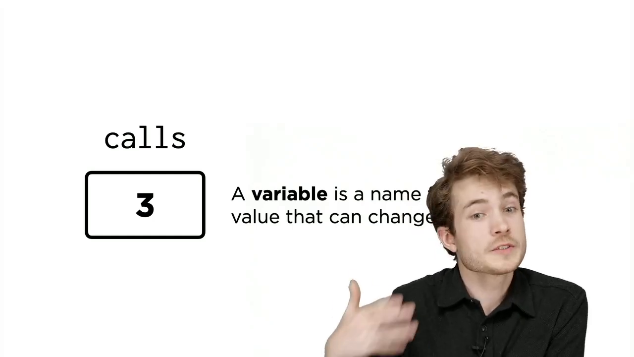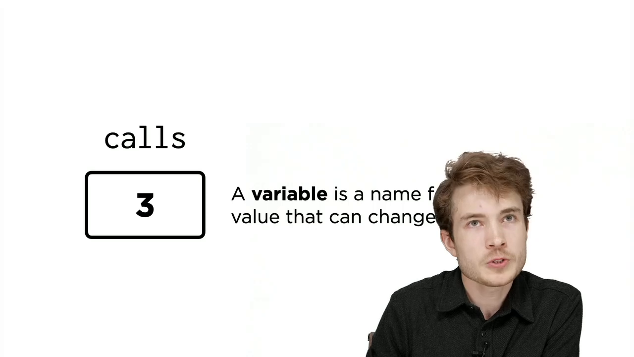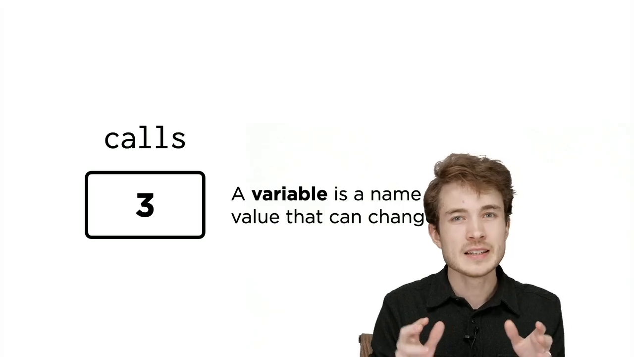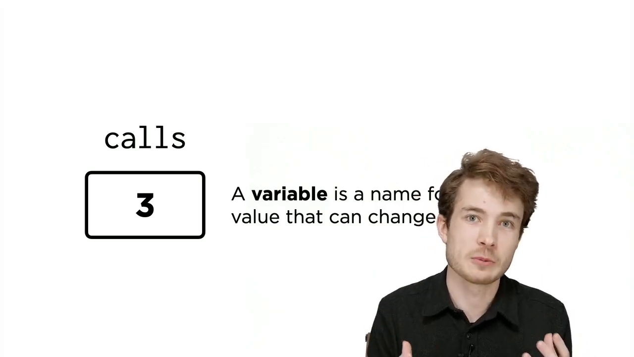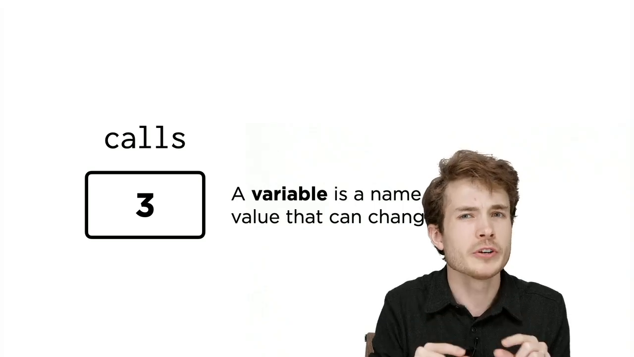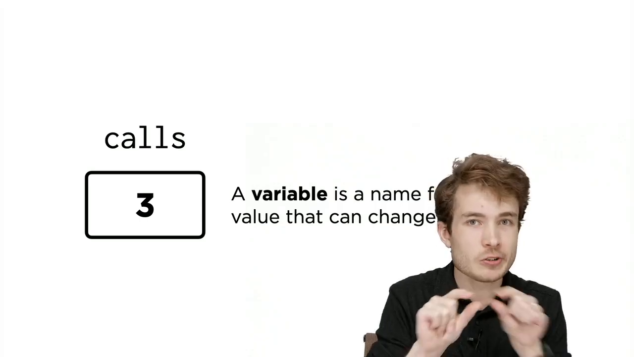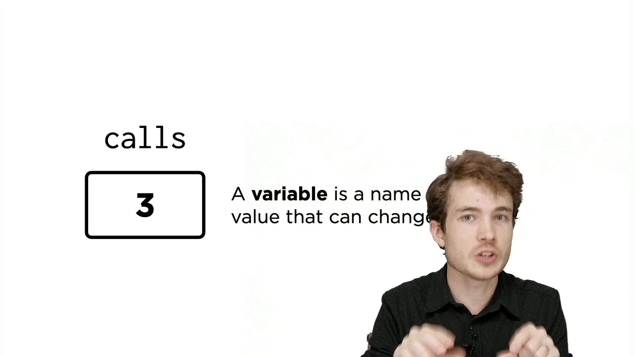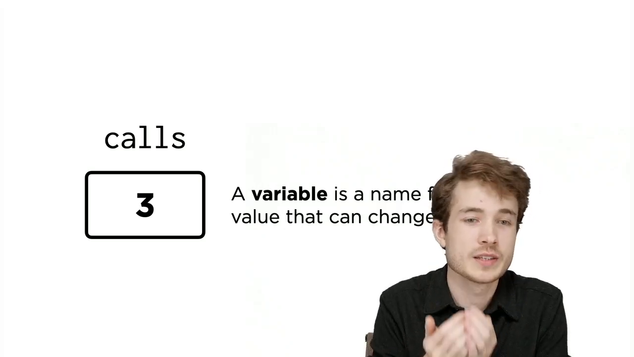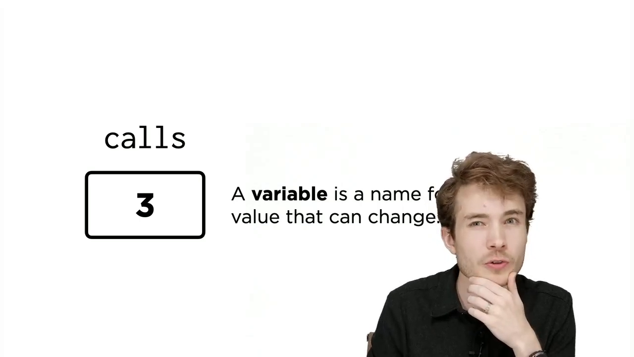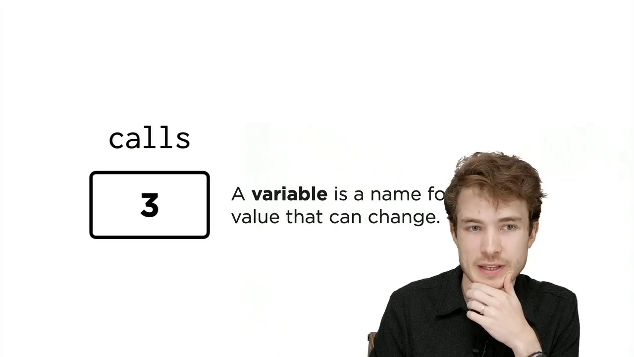So this works visually, but there's also some syntax we can use in this new language called C to actually give us this variable, give us this value in memory in our computer. And syntax, as you'll learn, is simply the characters we type to write some C code and tell our computer what to do. So in this case, if we wanted to have this variable called calls, we'd simply write something a bit like this.